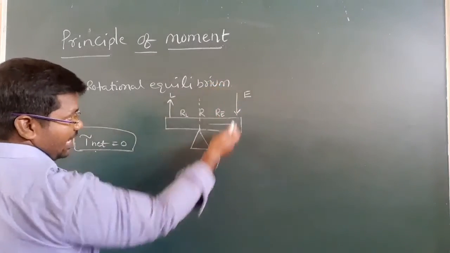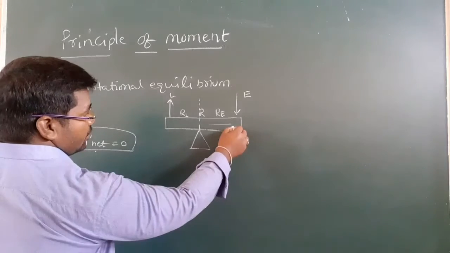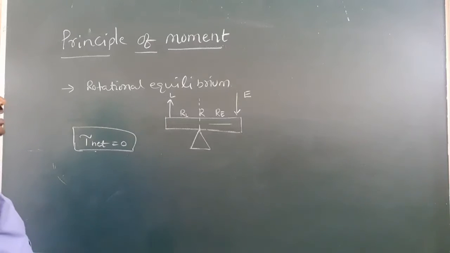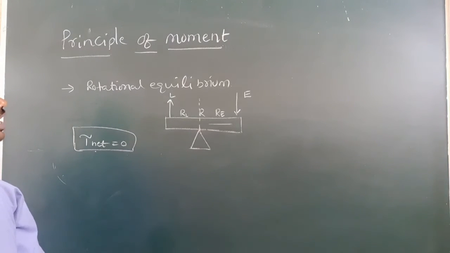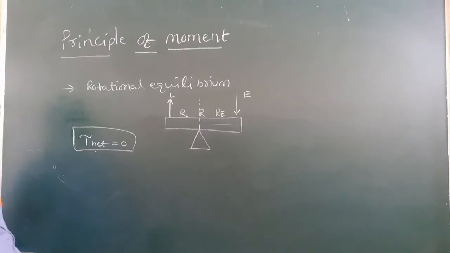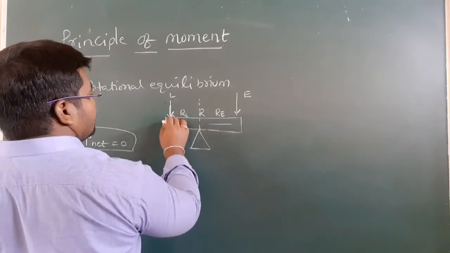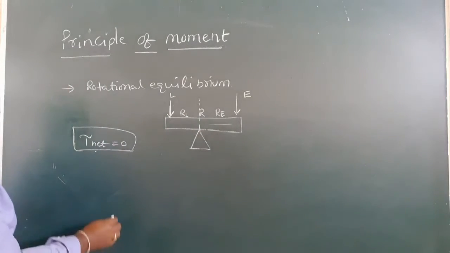This is clockwise direction. This is anti-clockwise direction. Clockwise and anti-clockwise, we have to take both. We have to take that value as positive or negative, my dear children. Okay. So like this, how we have to get. Understand? See here.